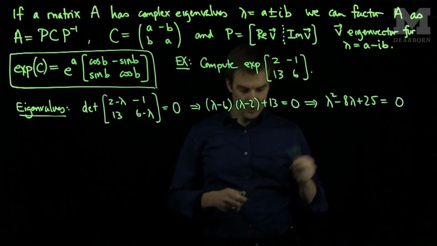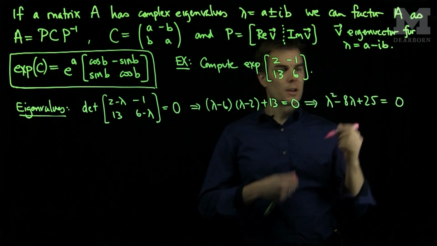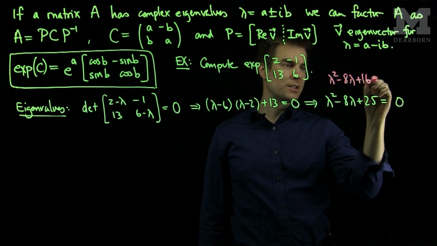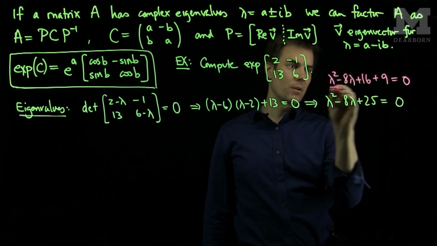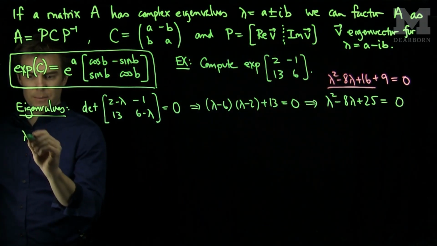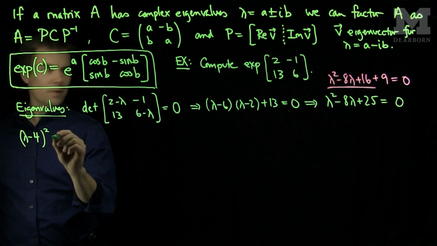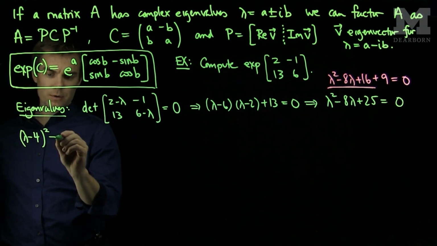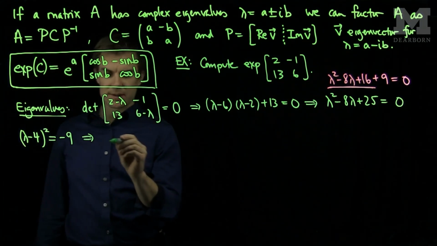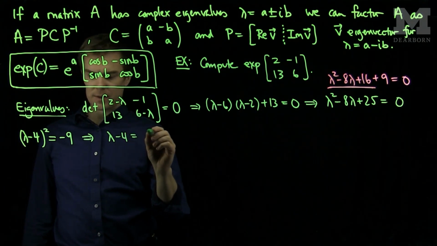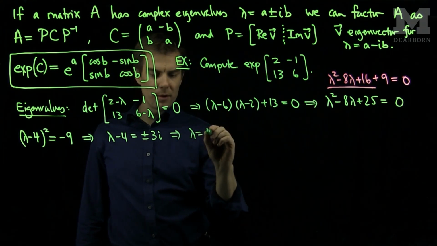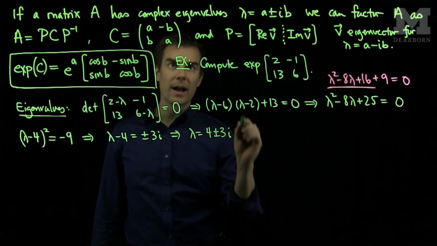The next step is to complete the square. So we can write this as lambda squared minus 8 lambda plus 16 plus 9 equals 0, and the first three terms will be a perfect square. So this will be lambda minus 4 quantity squared plus 9 equals 0. So lambda minus 4 squared is equal to negative 9. Taking the plus or minus square root of both sides, lambda minus 4 is plus or minus 3i. Therefore, the eigenvalues lambda will be 4 plus or minus 3i.